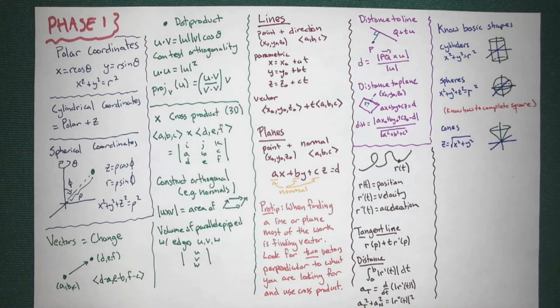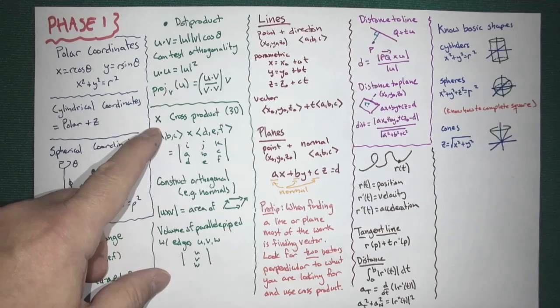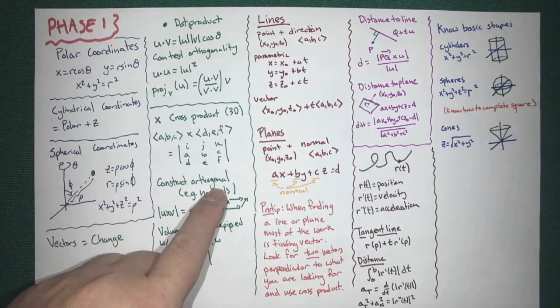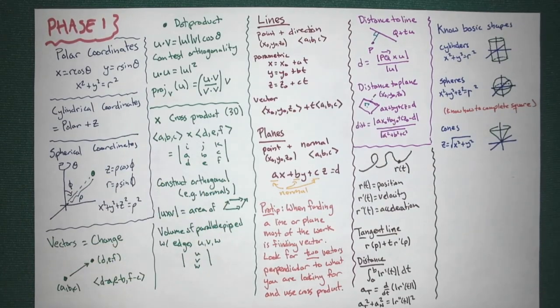For planes, you need a point and you need a direction. That direction has a name. We call it the normal. Now, the thing about normal is it means perpendicular. So when you're thinking about the planes, make sure you say, I need to find perpendicular things. How do you make perpendicular things? The cross product. Cross product is constructing orthogonal, and orthogonal means perpendicular. So orthogonal means your right angle.